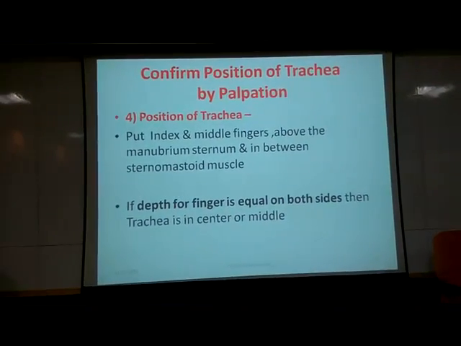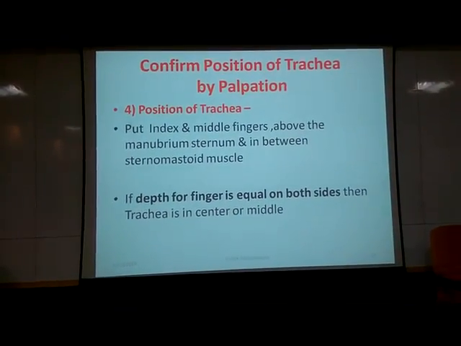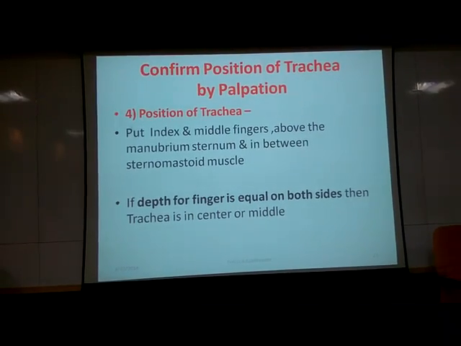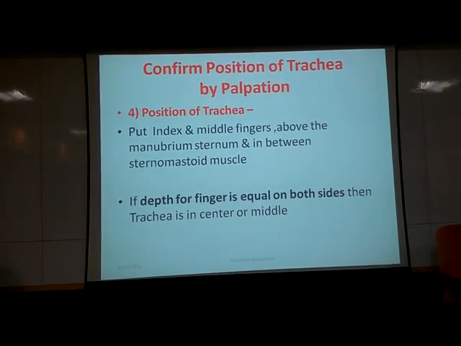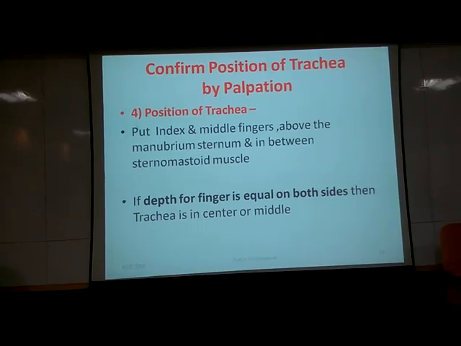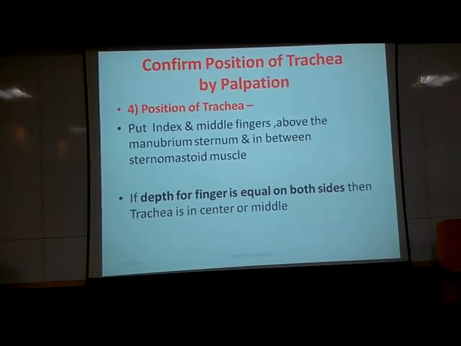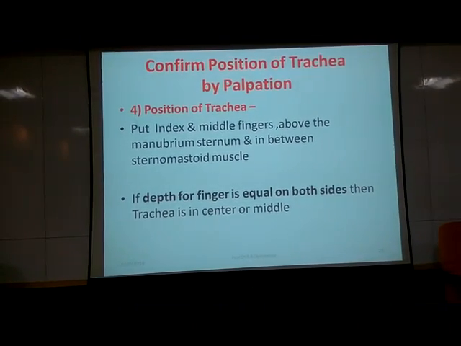Then the position of the trachea. Previously we had just observed the heads of the sternomastoid muscle, but here I am going to put my fingers in between those heads, and then we are going to see whether the depth is equal or not.